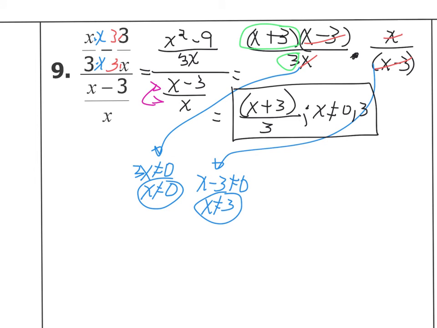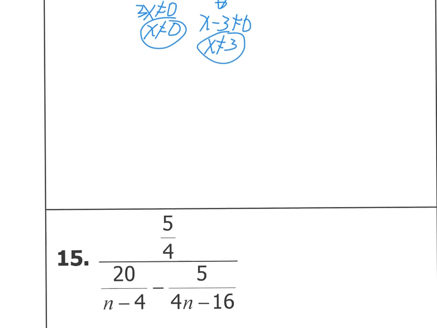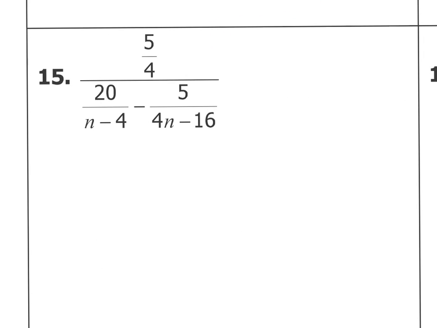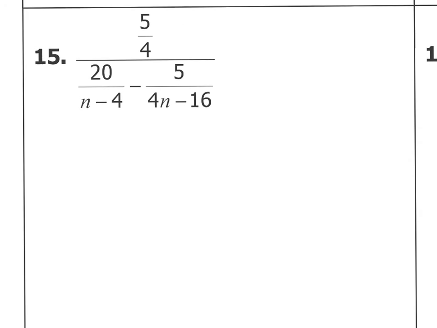Those would actually create asymptotes. Since this is an x, I feel like I can talk about that. This would create a vertical asymptote at x equals 0 and at x equals 3. So this would actually be an interesting looking graph. Lucky for you, you don't have to graph it. So then I'm going to move on to 15.